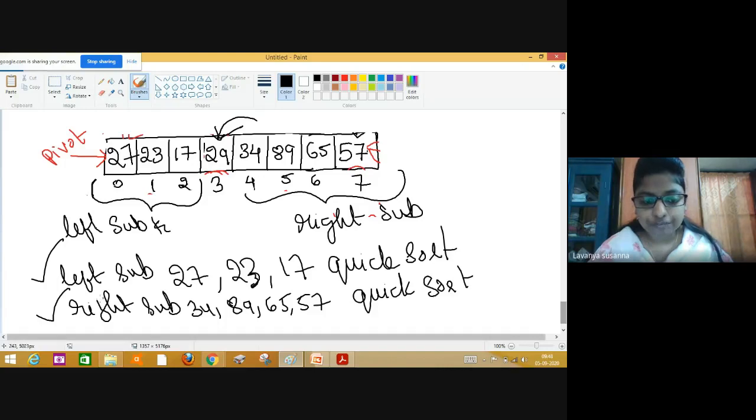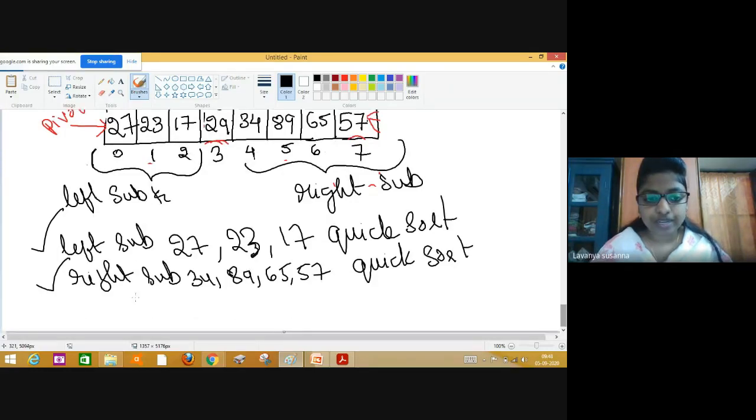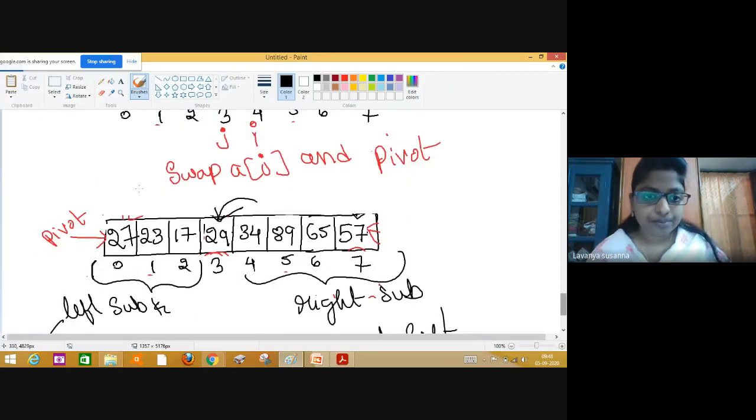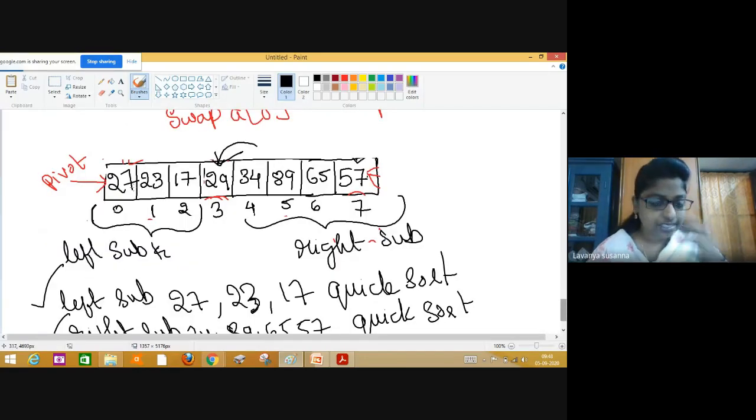After solving the left sublist and right sublist, you will get this. See, after swapping the pivot element, what is the pivot element? 29. 29 came to the 3rd position, right? Before starting the solution, I said to roughly note down, arrange all the elements in ascending order, right?